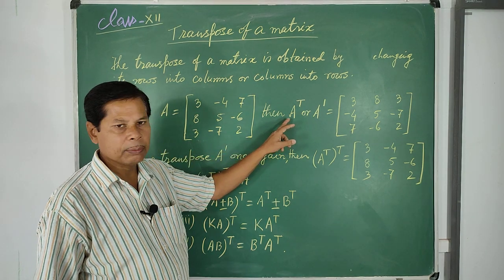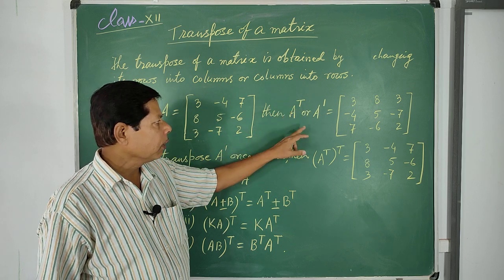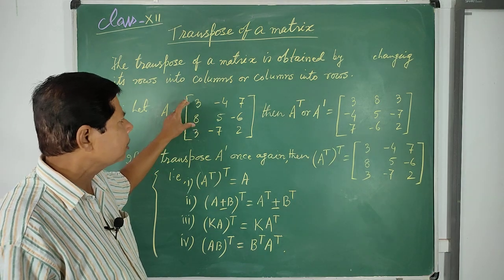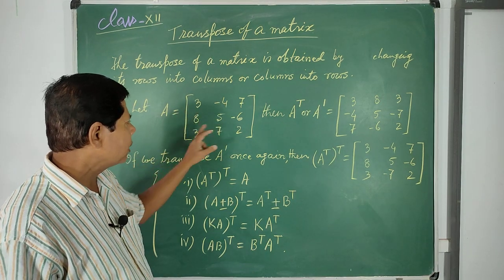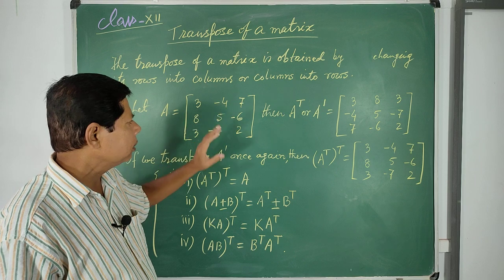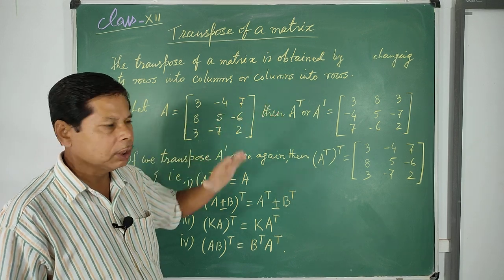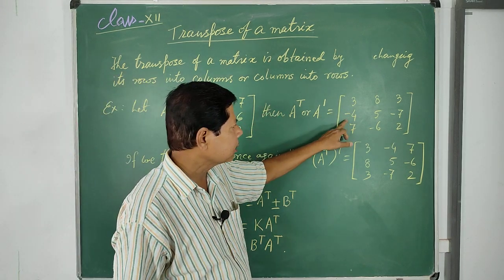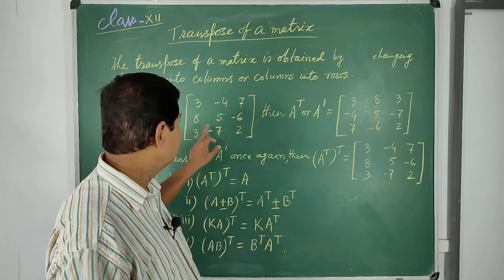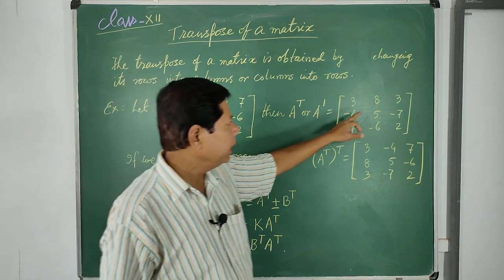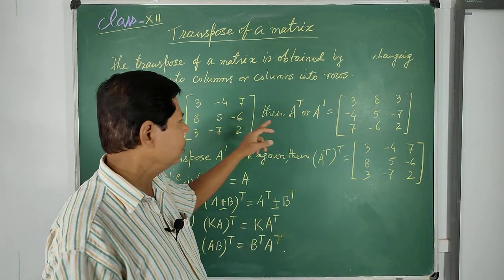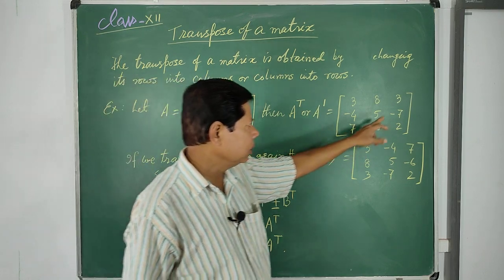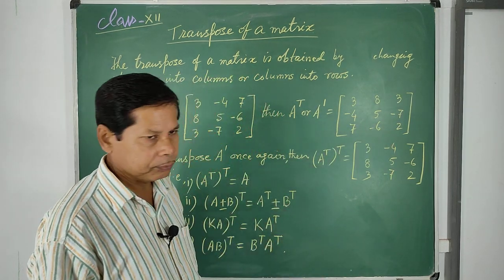The transpose is represented by either A^T or A dash. Let us consider first the rows. 3 rows are there; you consider all 3 rows and make them into 3 columns. So, 3 minus 4 7, the first row, becomes the first column 3 minus 4 7; 8 5 minus 6 becomes 8 5 minus 6. So, the second row is changed into the second column. Similarly, the third row is changed into the third column.